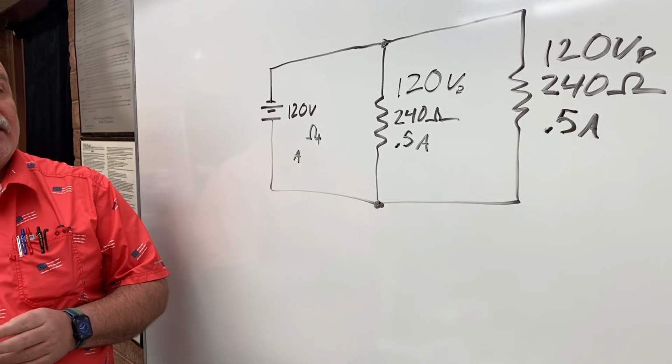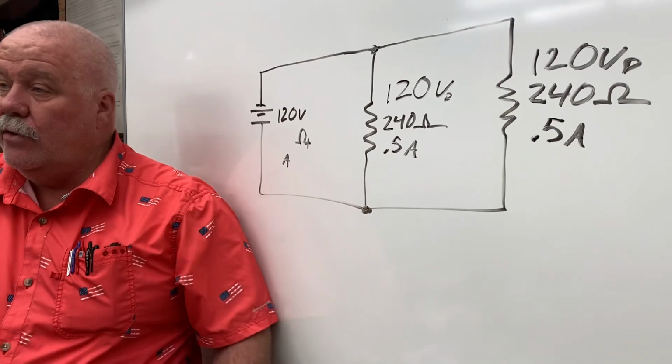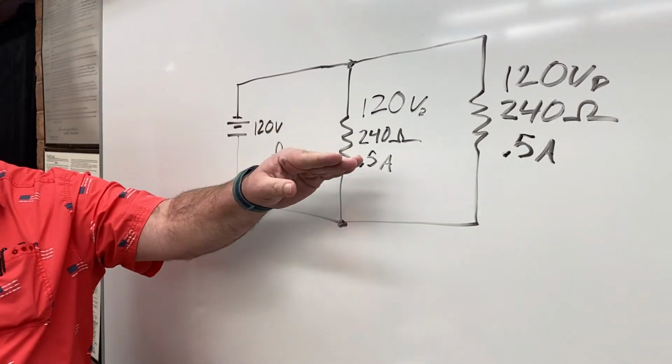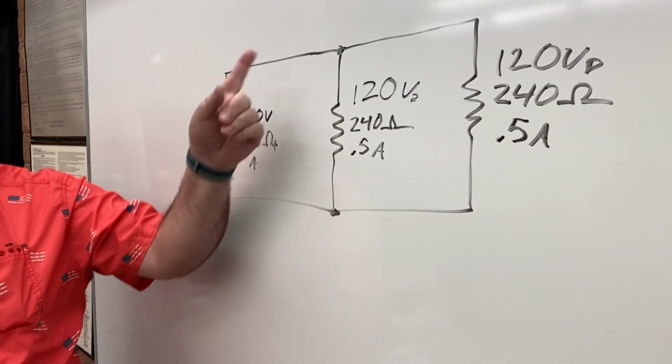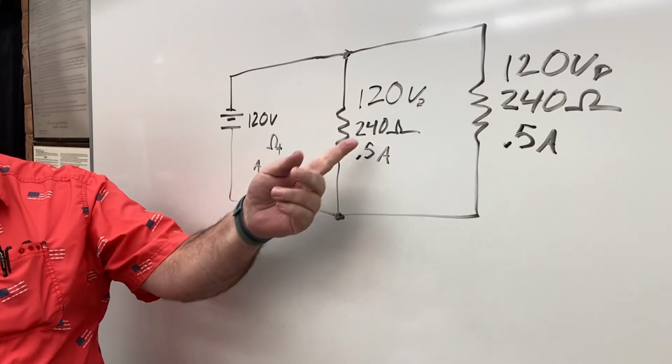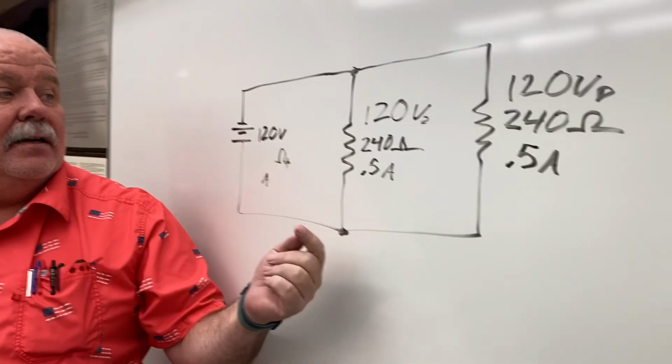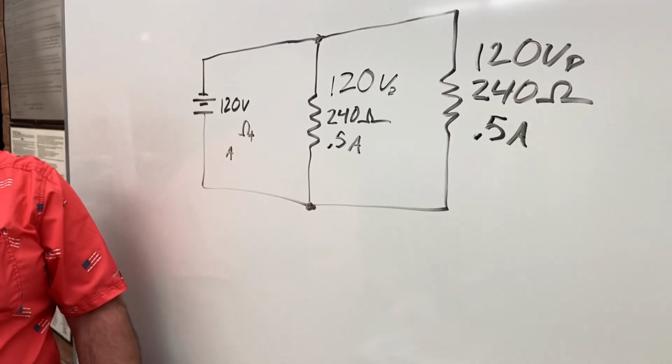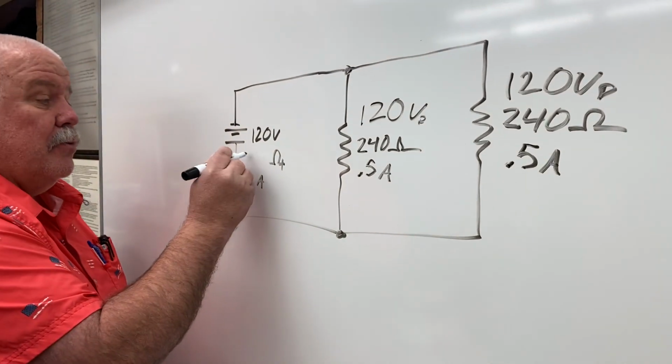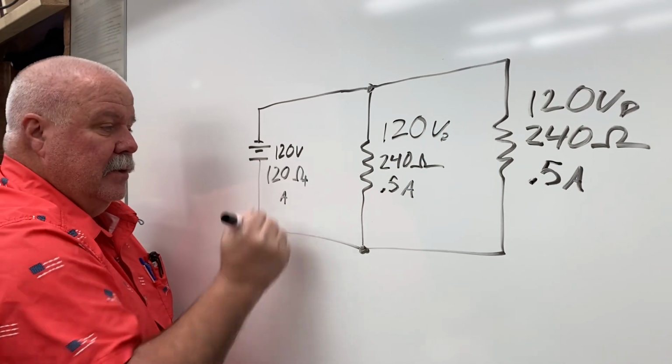We can do that. Since they are the same value though, I can take that value and divide it by the number of current paths, okay? So 240 divided by 2 gives me 120 ohms. Now the total through here is 120 ohms.